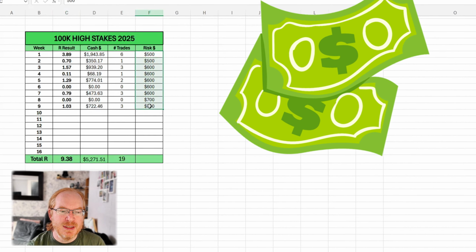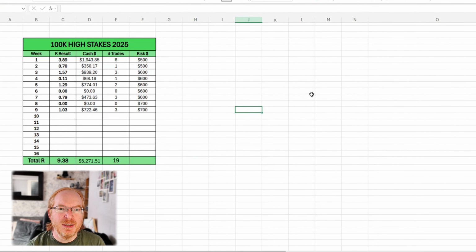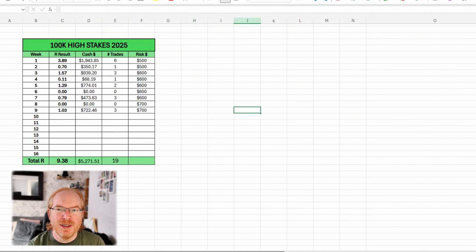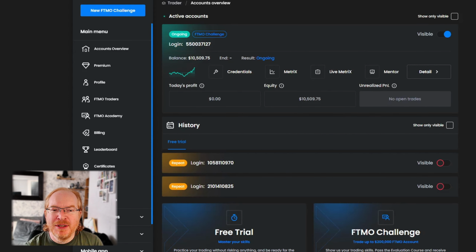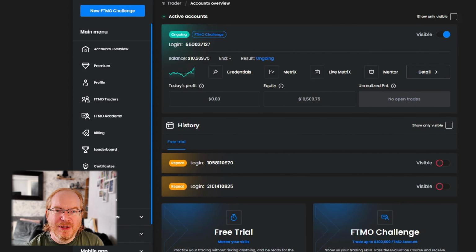But we do have a little confession. That's not all I do, and I'll show you now. So here's my little confession. That is not the only account I'm trading. I'm also trade copying that account across to various other prop accounts.